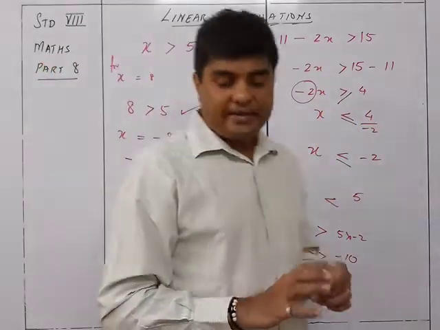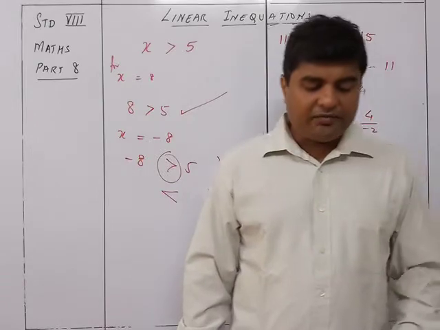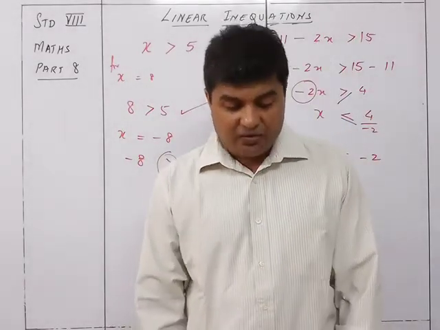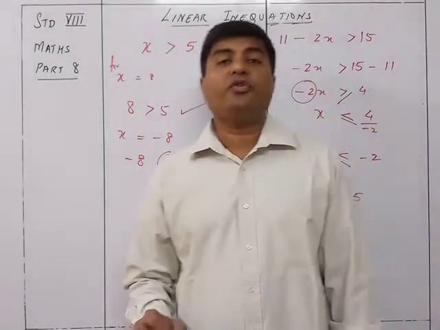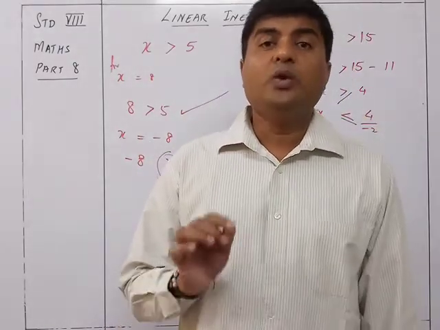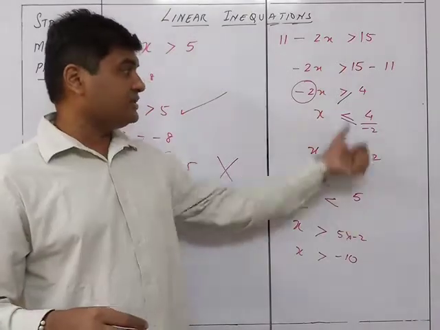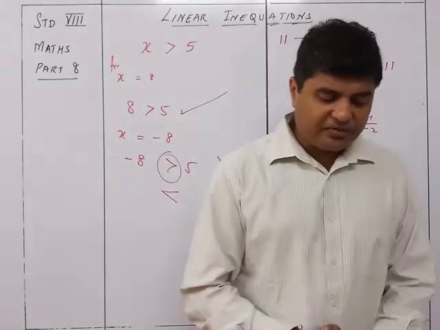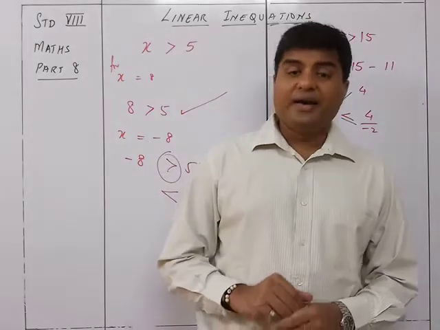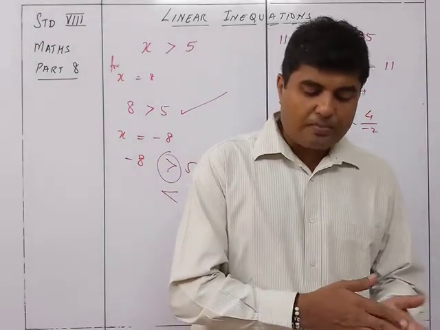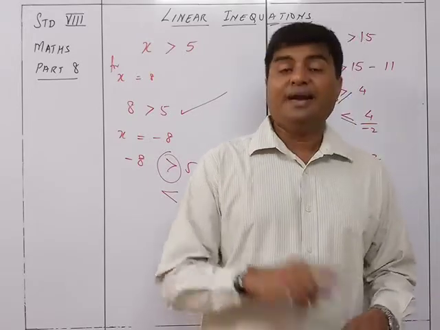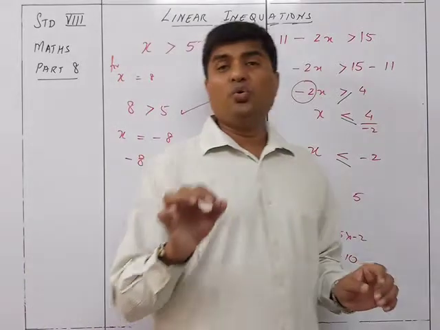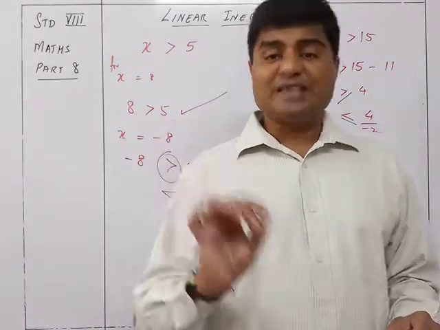In this way, multiplication or division on both sides of an inequality by a negative number reverses the symbol of inequality. The symbol of inequality will change; it is going to become reversed. So always reverse the symbol of any inequality when multiplying or dividing by a negative number.